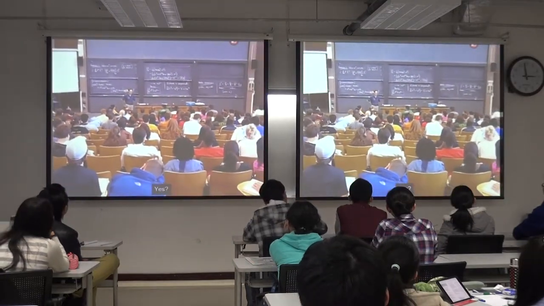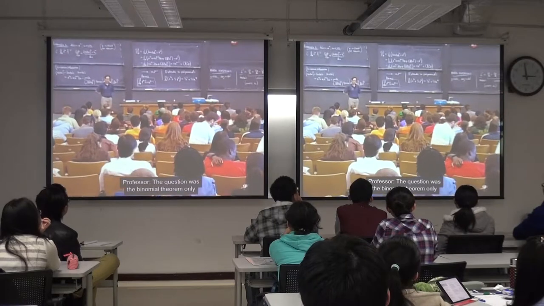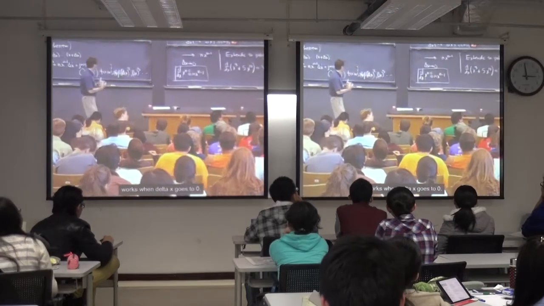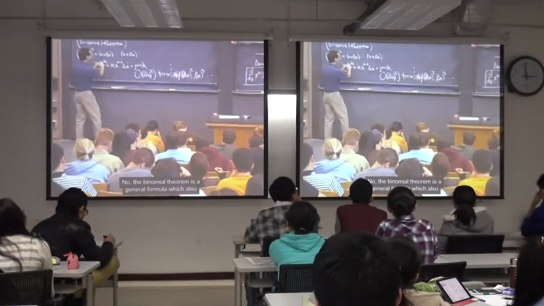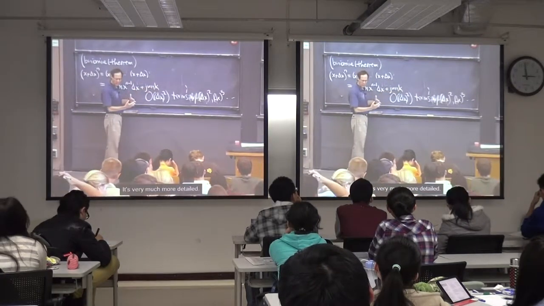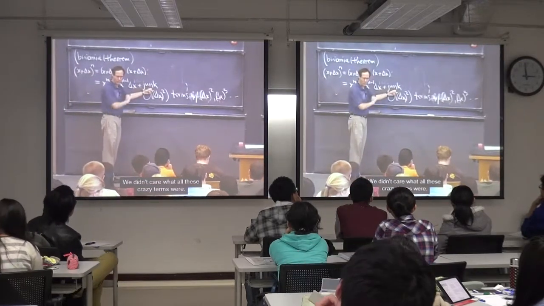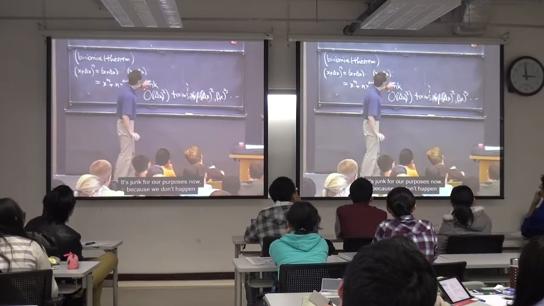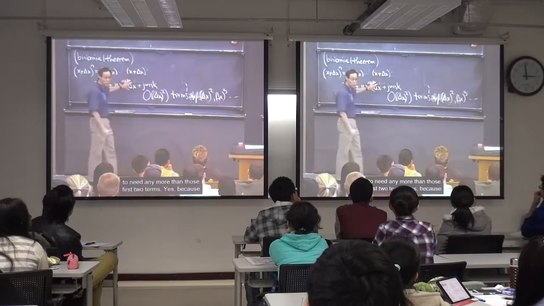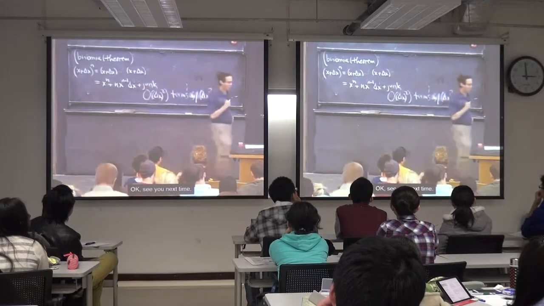I turned myself off. Yes? The question was, the binomial theorem only works when delta x goes to 0. No, the binomial theorem is a general formula which also specifies exactly what the junk is. It's very much more detailed. But we only needed this part. We didn't care what all these crazy terms were. It's junk for our purposes now because we don't happen to need any more than those first two terms. Yes, because the delta x goes to 0. Okay, see you next time.